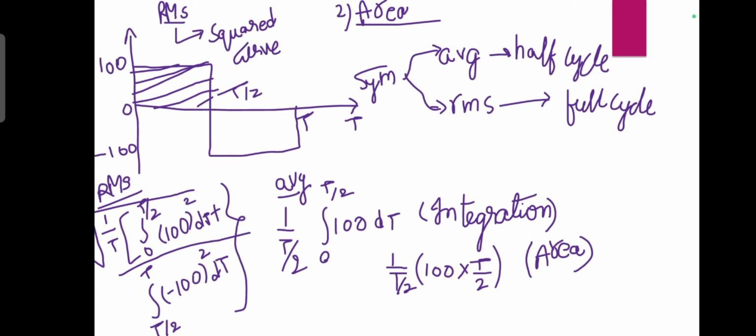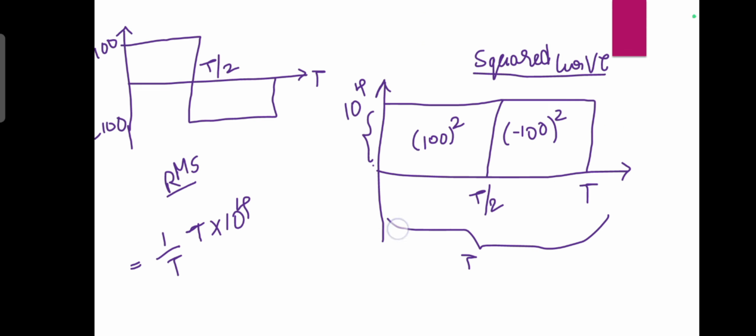And for the RMS value, as we have already seen, using the integration method, even though it is symmetrical, for RMS we need to consider the full cycle. So square root of 1 by T, integral 0 to T by 2 of 100 square dt plus integral T by 2 to T of minus 100 square dt. That is for the RMS value calculation.